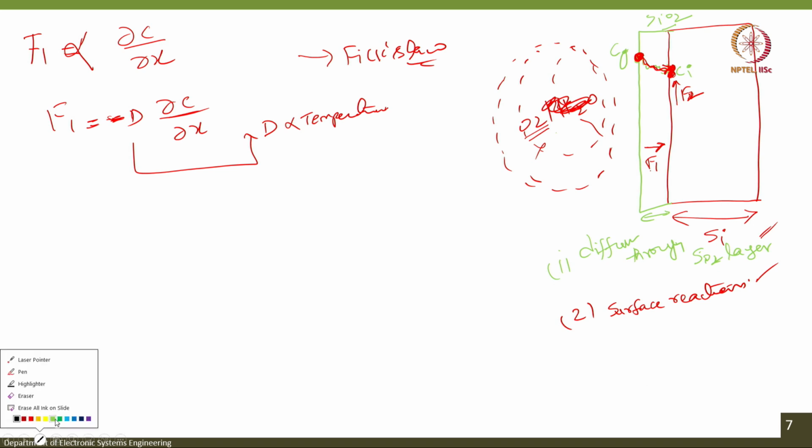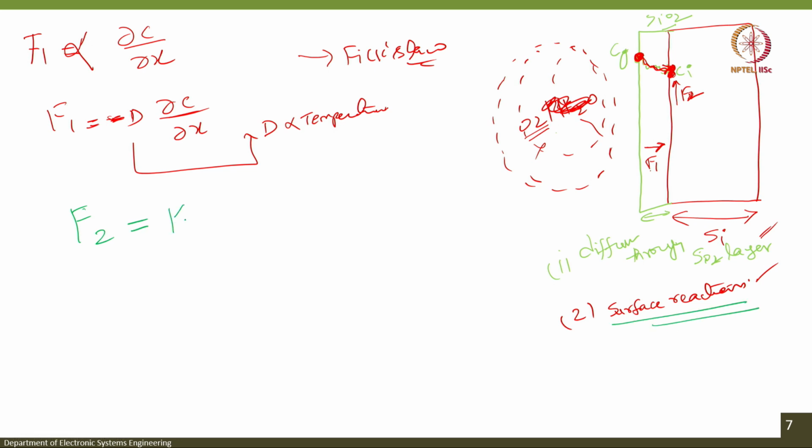So, what is the next flux? F2, which corresponds to the surface reaction, is defined by Ks into Ci. This is what is called the surface reaction coefficient. And again this Ks depends on different material properties, and the orientation of the silicon, etc.